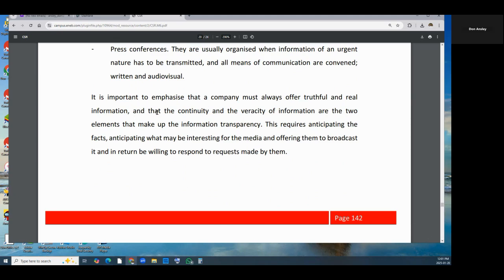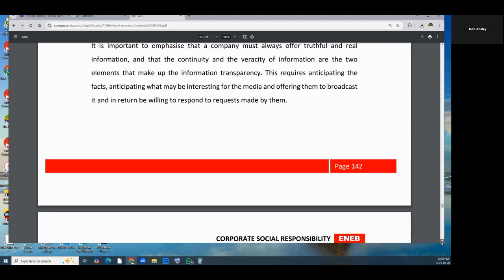Of course, the continuity and the veracity of the information are the two elements that make up information transparency. This requires anticipating the facts, anticipating what may be interesting for the media, and offering to them to broadcast it, and in return being willing to respond when requests are made.